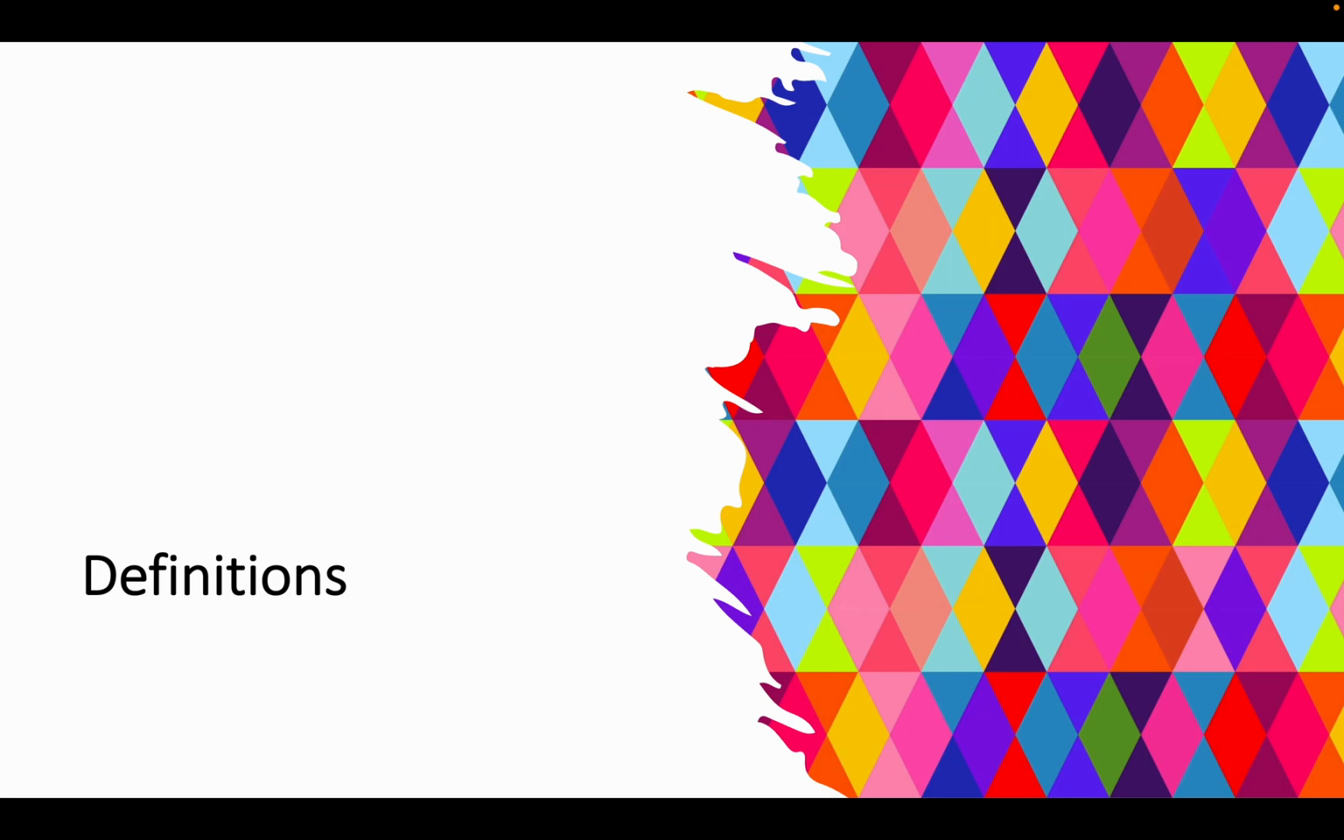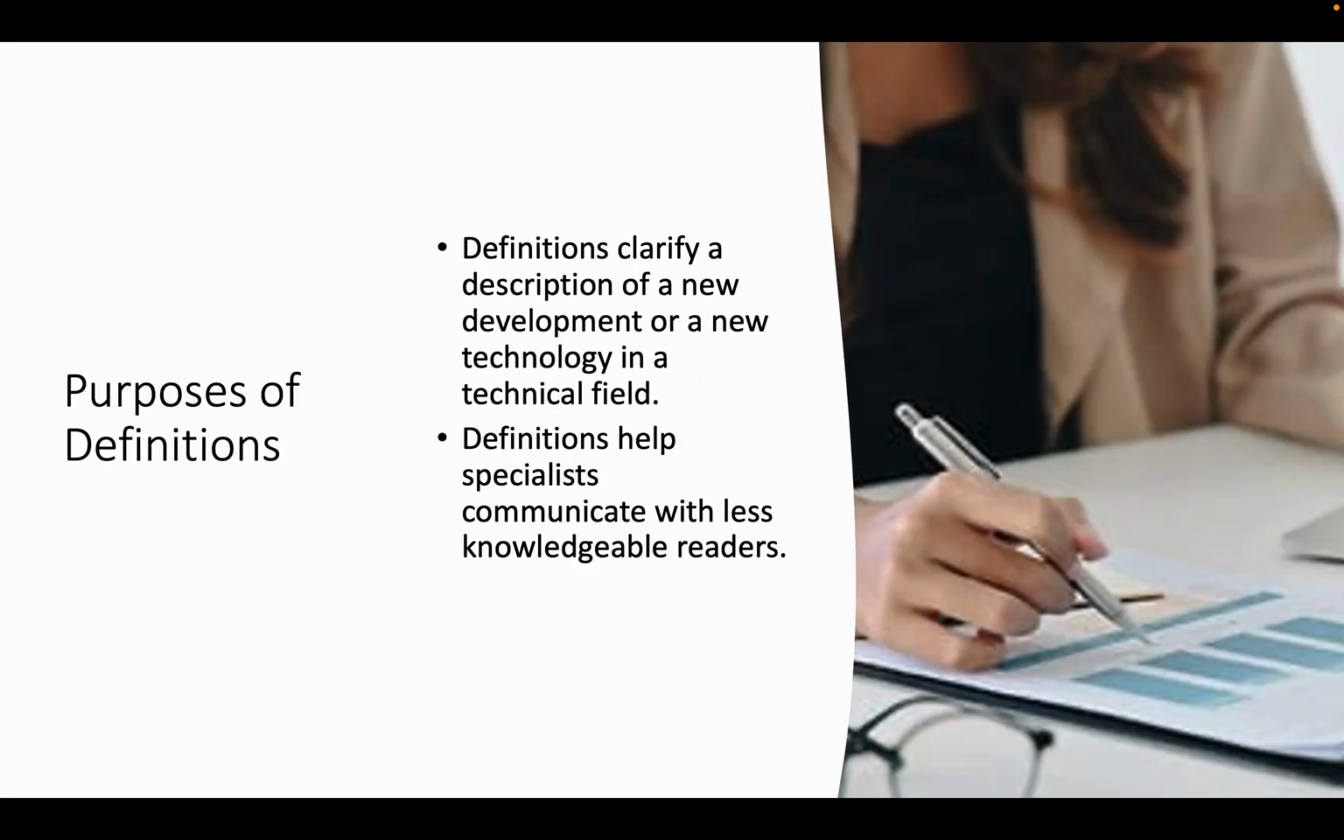So let's start with definitions. The purpose of a definition is to clarify a description of a new development or a new technology, something that somebody is not yet familiar with. Definitions help specialists communicate with less knowledgeable readers. Definitions are usually going to be easily understandable by the general public.